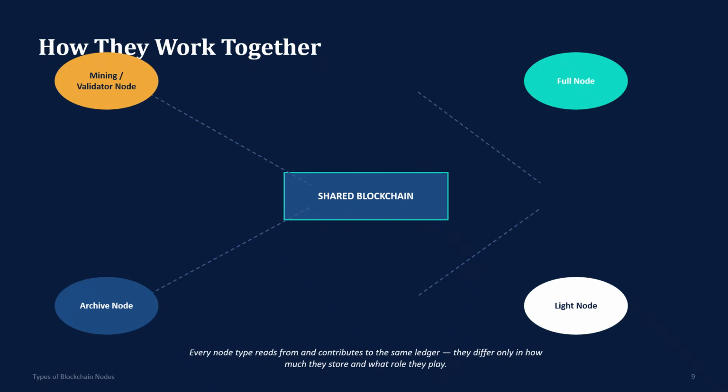Now we are going to see how they work together. None of these run in isolation. A mining or validator node proposes a block. Full nodes across the network independently check and accept it. Light nodes ask full nodes to confirm their transactions landed. Archive nodes keep the permanent record for anyone who needs history. It's a division of labor, not a hierarchy. No single node type is in charge.